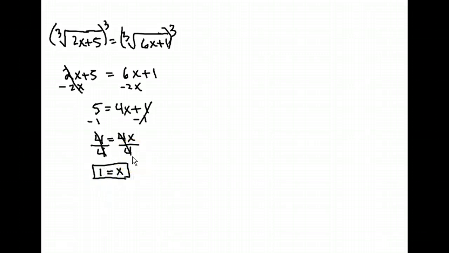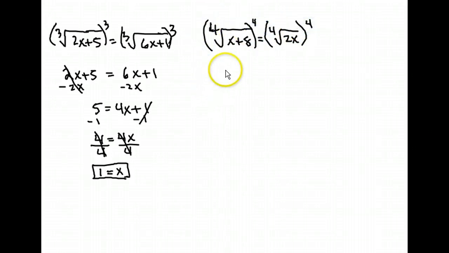So even though they raise the power to the third, that doesn't mean that the problem is harder. So let's say that you have a fourth root. Let's say we have the fourth root of x plus 8, and that's equal to the fourth root of 2x. To get rid of a fourth root, you just raise it to the fourth power, and that'll just give us x plus 8 on the left, and 2x on the right. So to solve this, we just subtract x from both sides, and we end up with 8 is equal to x.